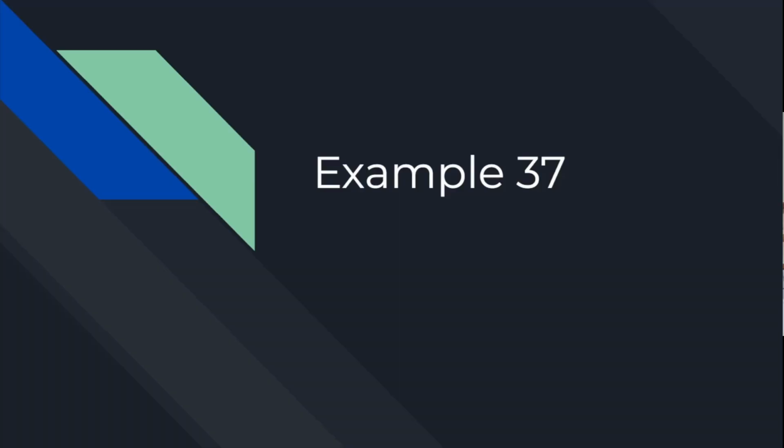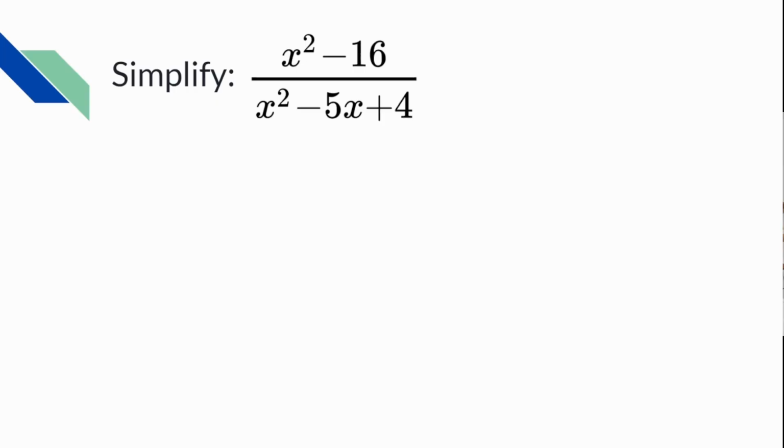Okay, here we go. Example 37. Here we're asked to simplify x squared minus 16 over x squared minus 5x plus 4. In this rational expression, both the numerator and the denominator are factorable. Okay, so let's factor both pieces to see if anything cancels.